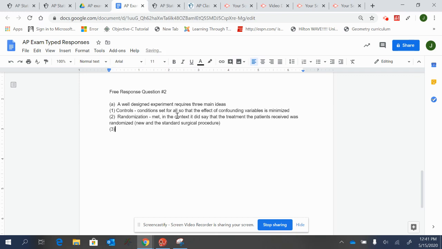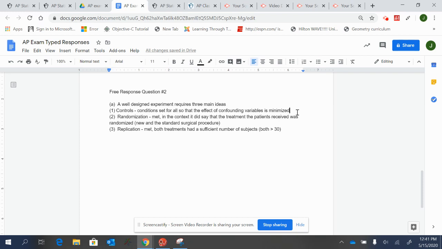Okay, 3 was replication. I believe this is met. Both samples, both treatments, had a sufficient number of subjects, both greater than 30. One was 100, one was 110. 30 is kind of your standard, so they were plenty. All right.